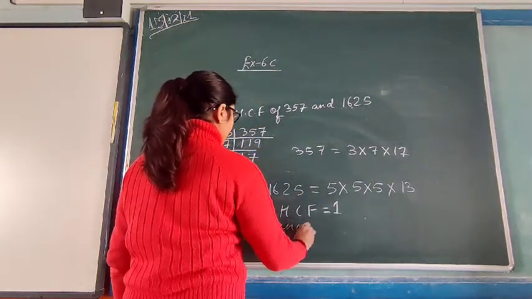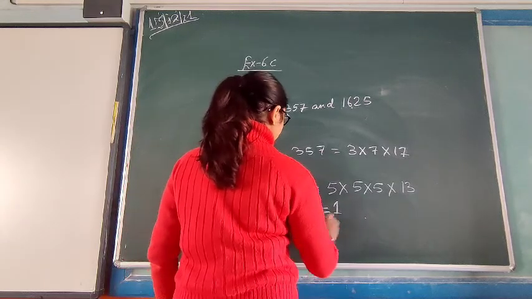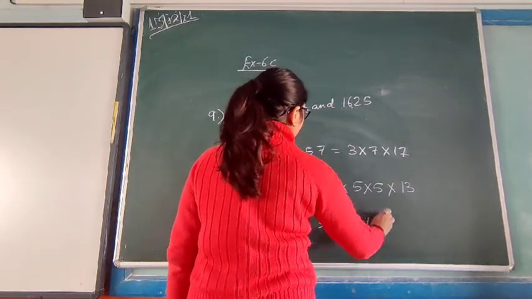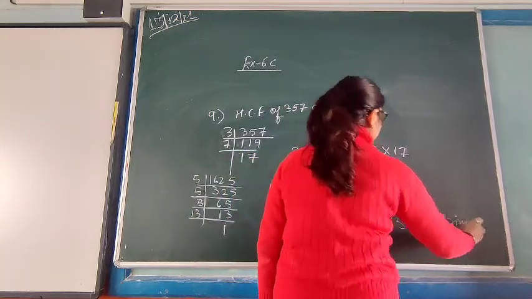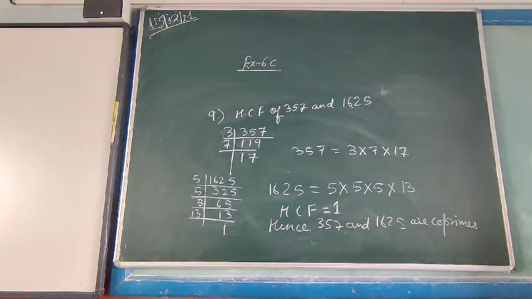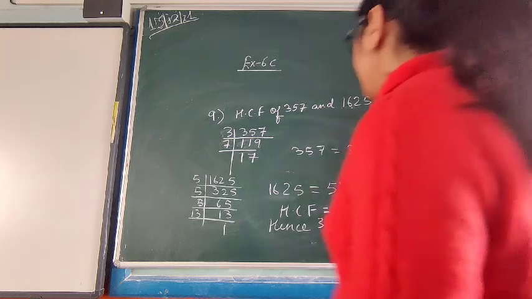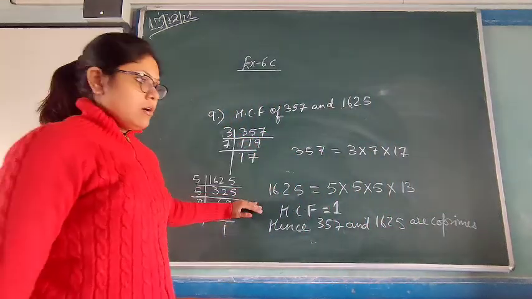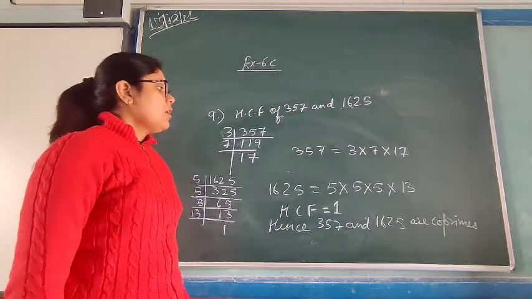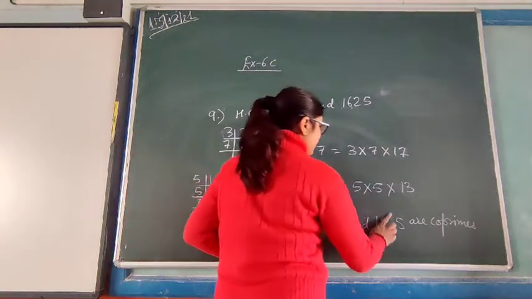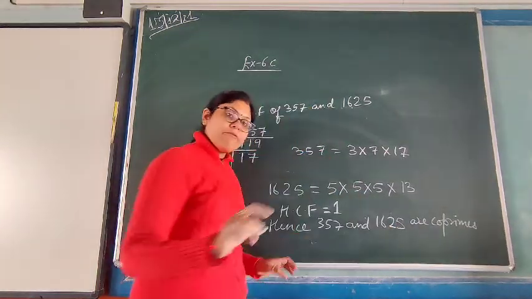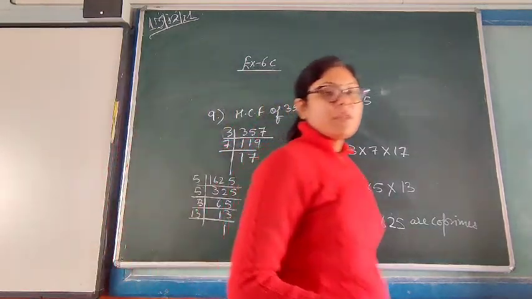Hence 357 and 1625 are co-primes. Clear? We will take out the HCF of 357 and 1625 and then we will see what is common in these two. Nothing is common, that means the HCF is 1. This means that 357 and 1625 are both co-prime numbers. If the HCF comes 1, it means it is a co-prime number. Clear?